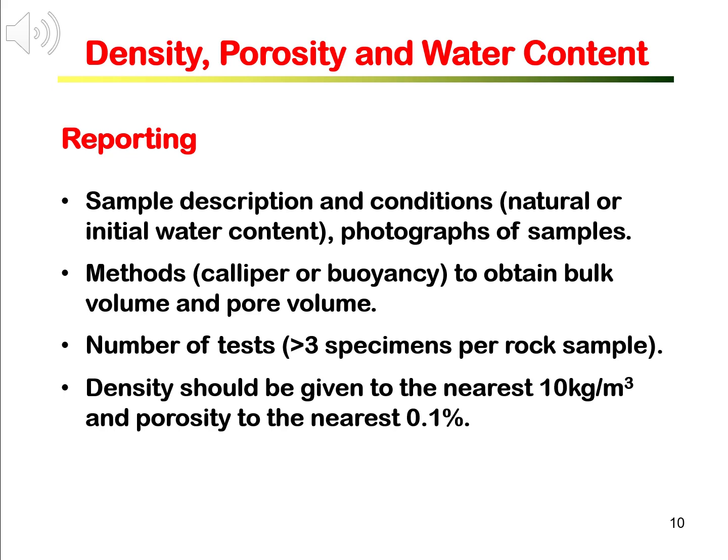Typically, there should be at least 3 specimens per rock sample for the measurement. Calculate the bulk and the dry densities, porosity, water content, and saturation degree should be presented in tabulated form. Density should be given to the nearest 10 kg per cubic meter, and the porosity to the nearest 0.1%.